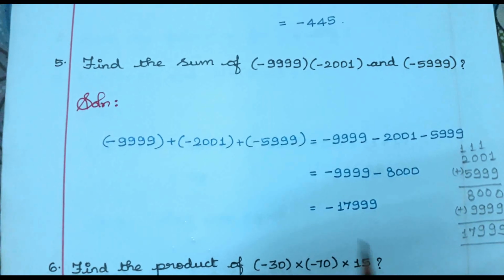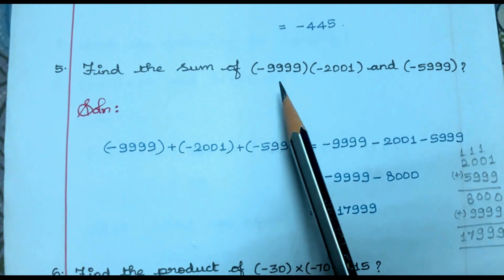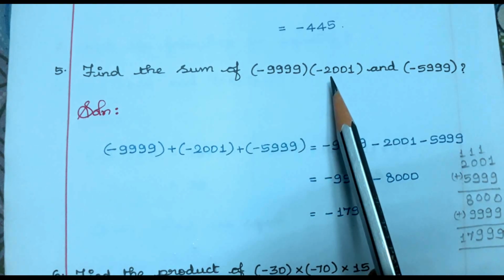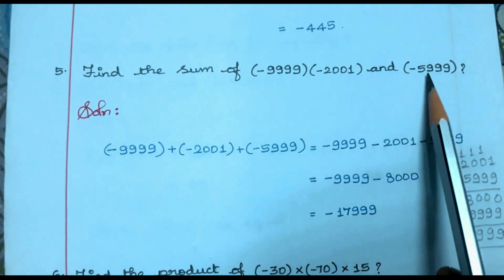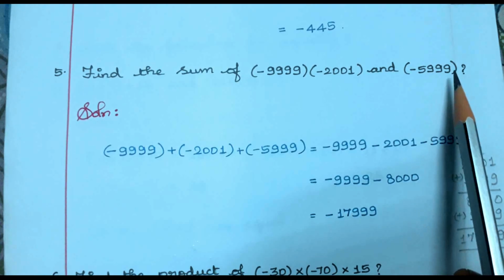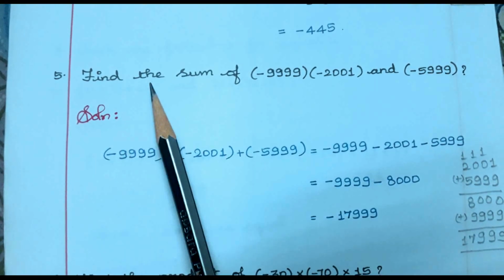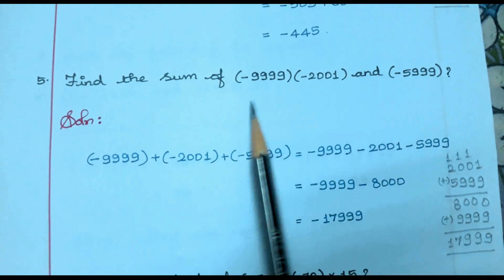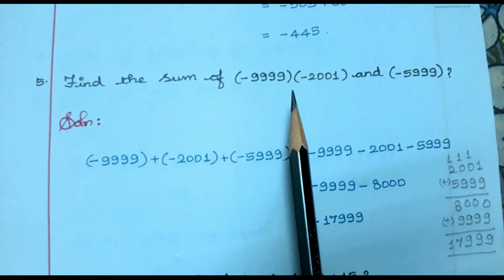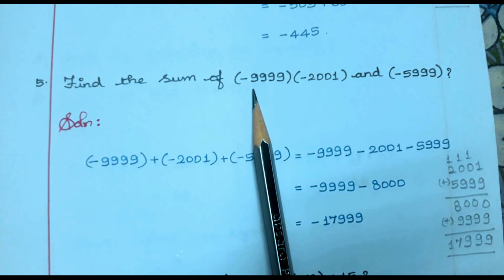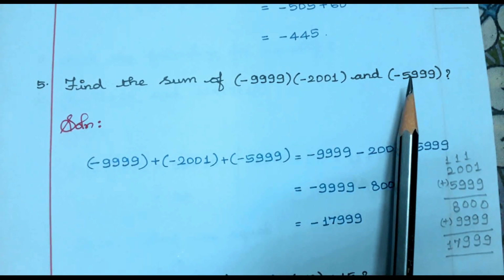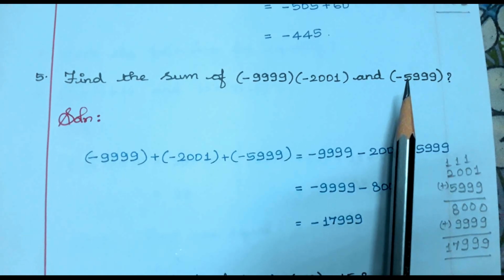Find the sum of minus 9999, minus 2001 and minus 5999. Now the question is very clear that we have to find the sum of the numbers given here. Sum is nothing but addition. So we have to add this number with this and this. So now we are going to write it as a mathematical statement of addition.